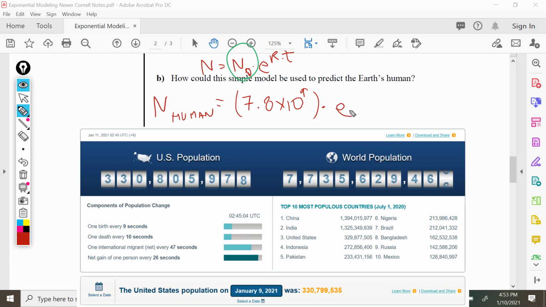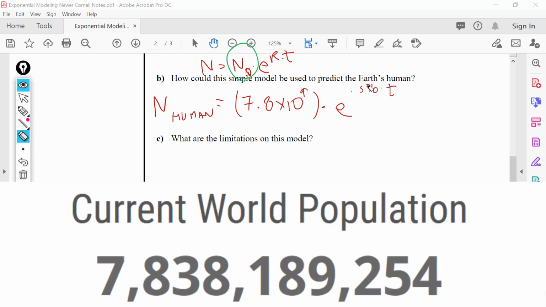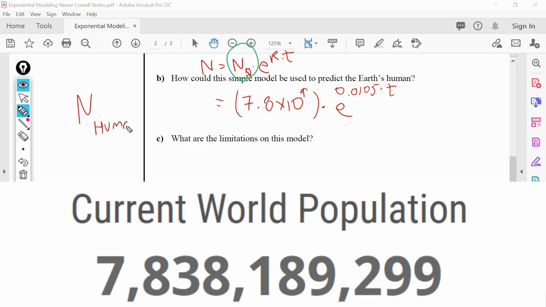The E is built in. That E is going to be there. The human population growth rate in 2020 was 1.05%. However, we don't put the percents, we put the decimals. So it'll be 0.0105 times t. And that should probably clean this up a bit, because it's a function of time.